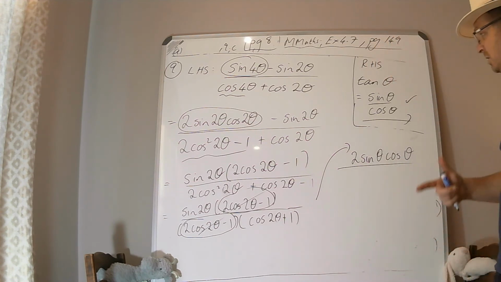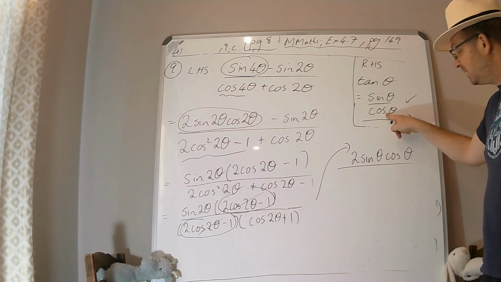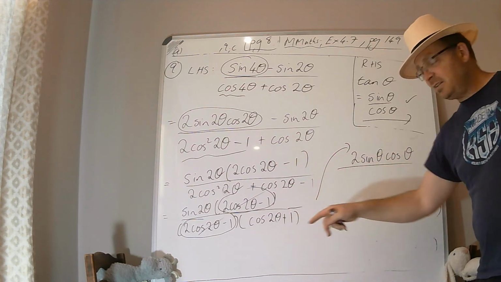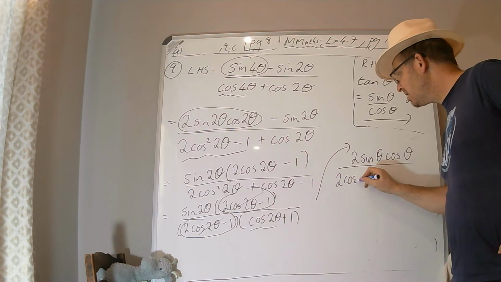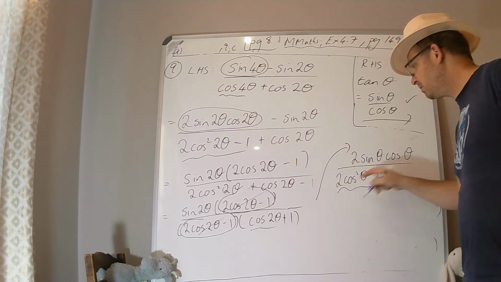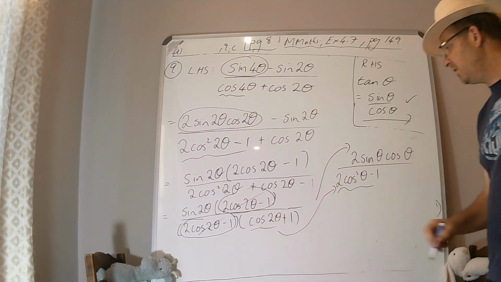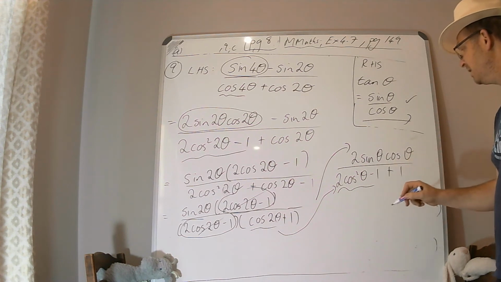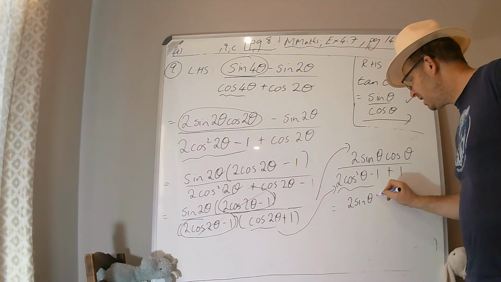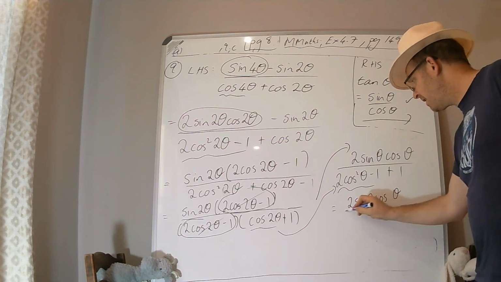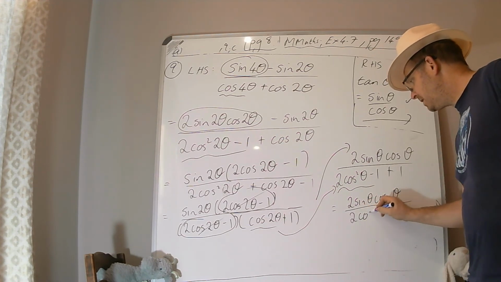Now, cos 2 theta. Okay, you've got three choices. What are you going to use? Well, there's cos at the bottom on the right-hand side, so let's keep it as cos. So cos 2 theta, we're going to write as 2 cos squared theta minus 1. That's cos 2 theta over there. Then I've got a plus 1. So I'm left with 2 sine theta cos theta over 2 cos squared theta.